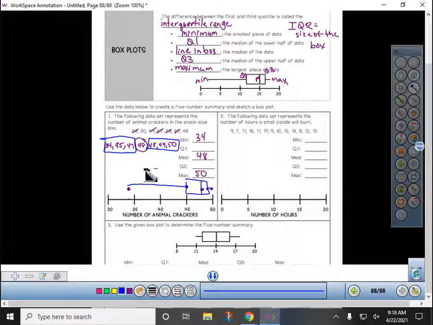You with me? All right, y'all do number 2. Put them in order first.